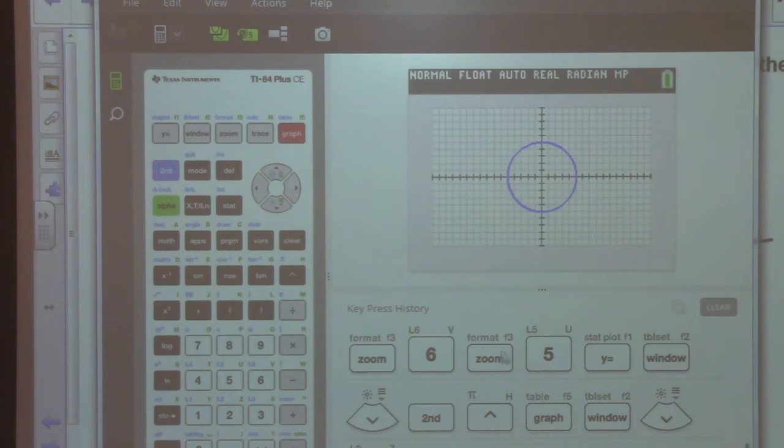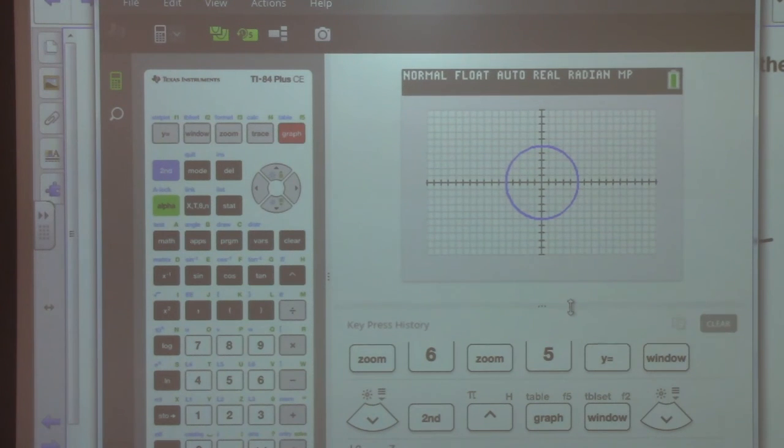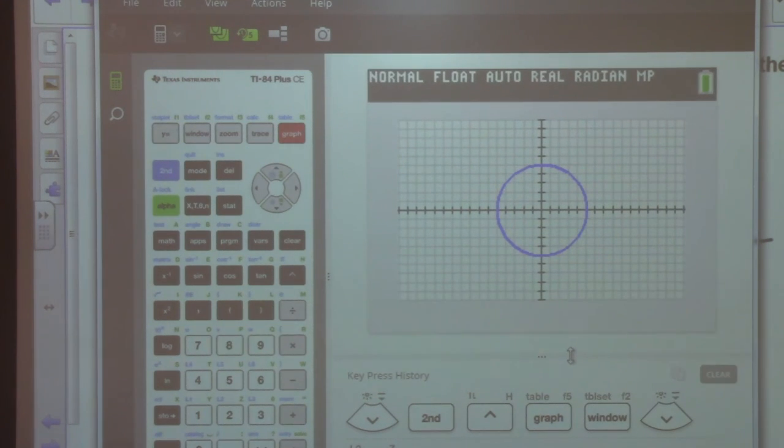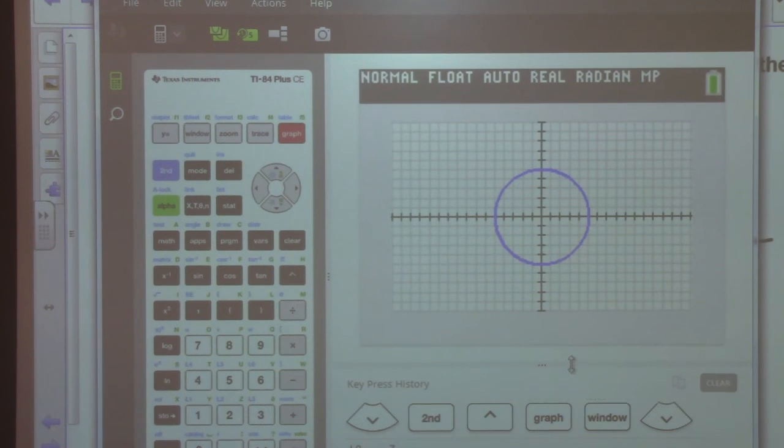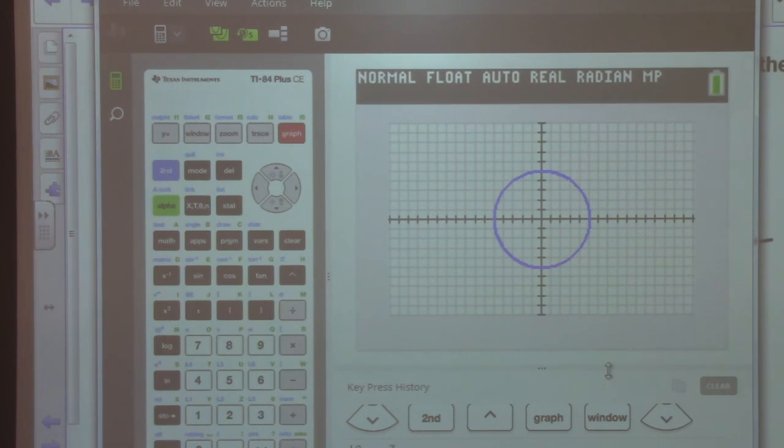I'm going to see if I can, I don't know what I did to mess up my, oh, I know what it was. There, that looks better now. Okay. I was getting worried. I thought I may have permanently damaged my calculator.